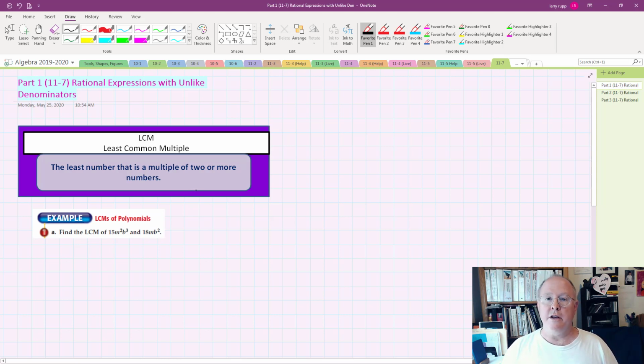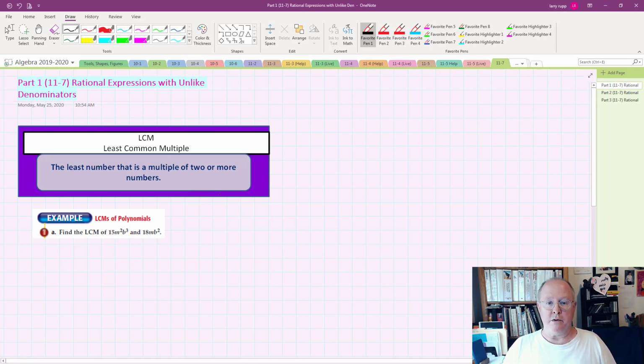Last week we did like denominators, and this week we're dealing with unlike denominators. Just like last week, all of these are just fractions. They're just a lot more complicated than what you're used to seeing, but they still follow the same rules. You can't add fractions with unlike denominators. You have to do something to get them to have a common denominator. So that's what we're going to practice today.